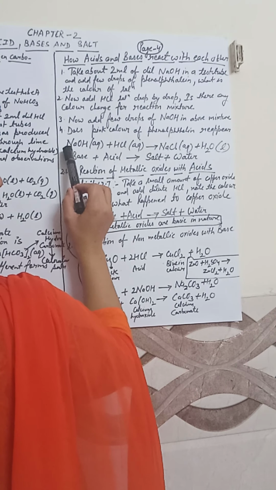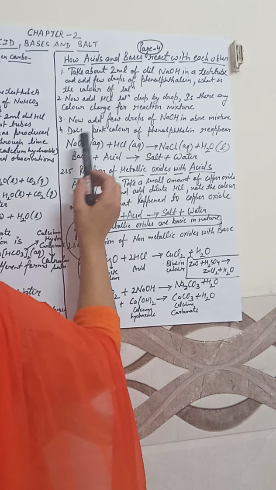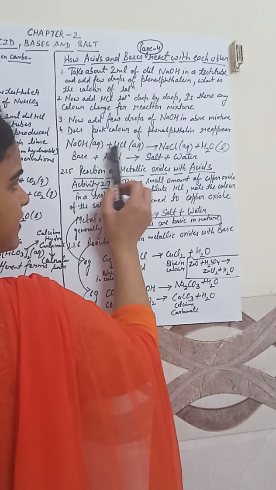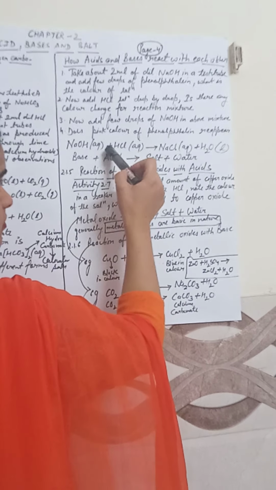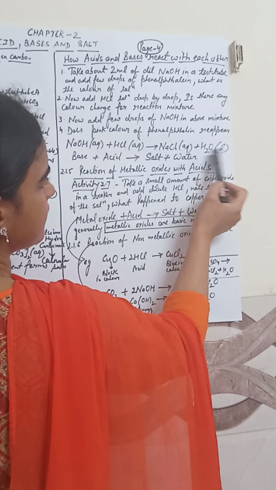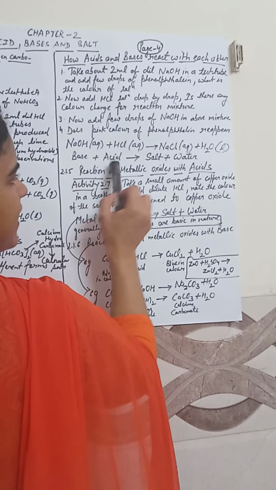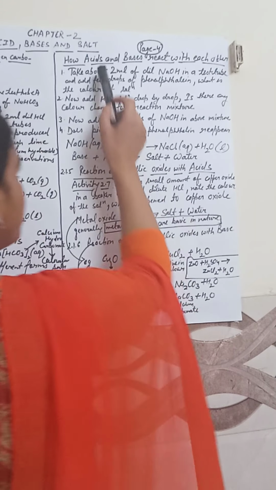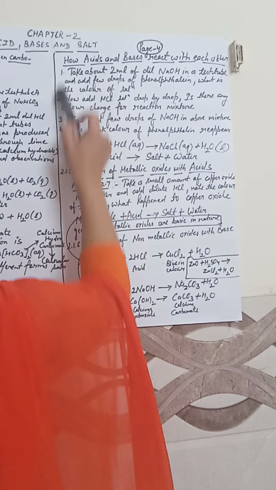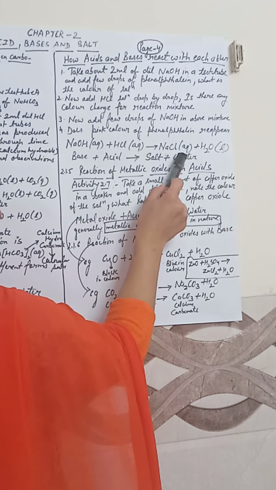The reaction is given here: NaOH, which is sodium hydroxide. Whenever sodium hydroxide reacts with HCl, the hydrogen chloride solution, NaCl is formed plus H2O. Base plus acid gives salt plus water. So it is also called a neutralization reaction. That is a neutralization reaction.